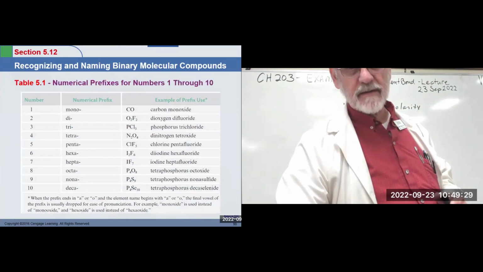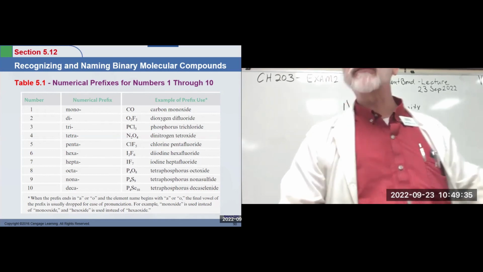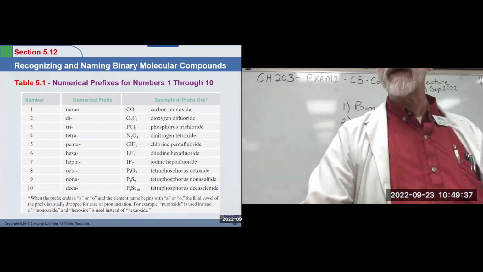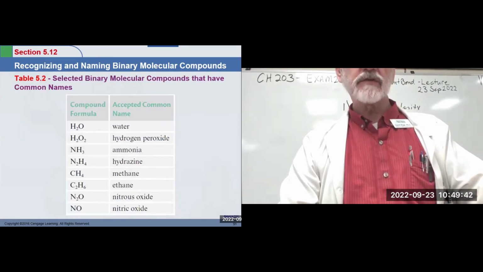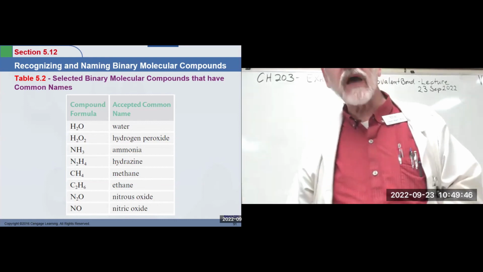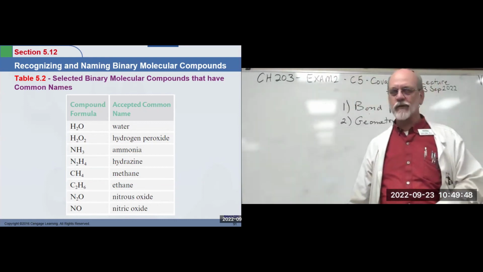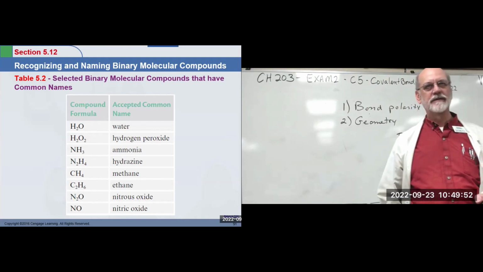There's your prefixes again. Did we have those in the last chapter too? Yeah, the Greek prefixes for the numbers of each one. There's some duplication going on here. Some compounds have common names that we just can't get rid of. We don't say dihydrogen monoxide.